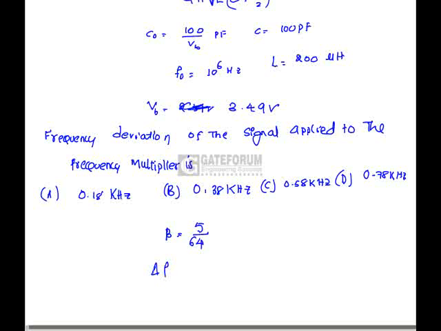So we have to get frequency deviation before the multiplier, that is del f is beta into fm, that is 5 by 64 into 10 kilohertz, that is 50 by 64, that is 0.78 kilohertz, which is option D is correct.